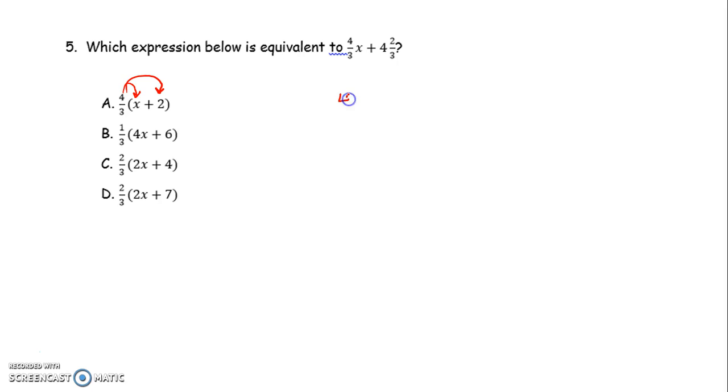So I'm going to take letter A, 4/3 x plus 2, and I'm going to use the distributive property. I'm going to distribute.